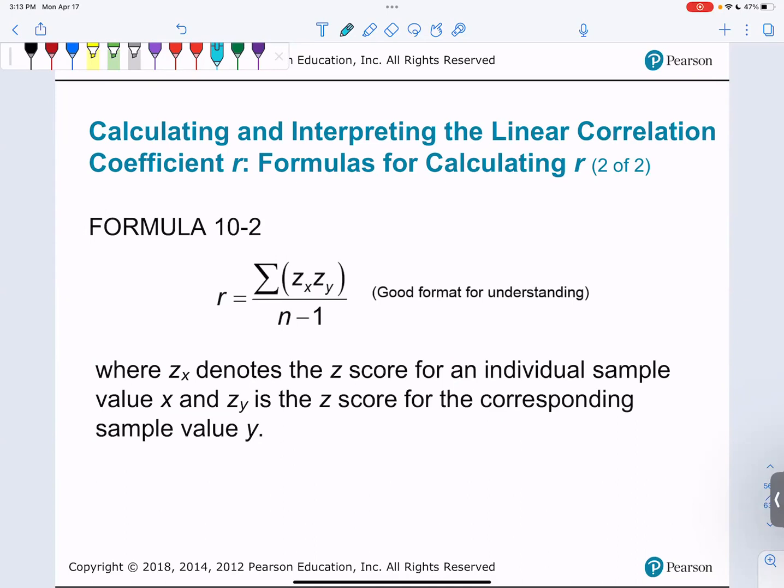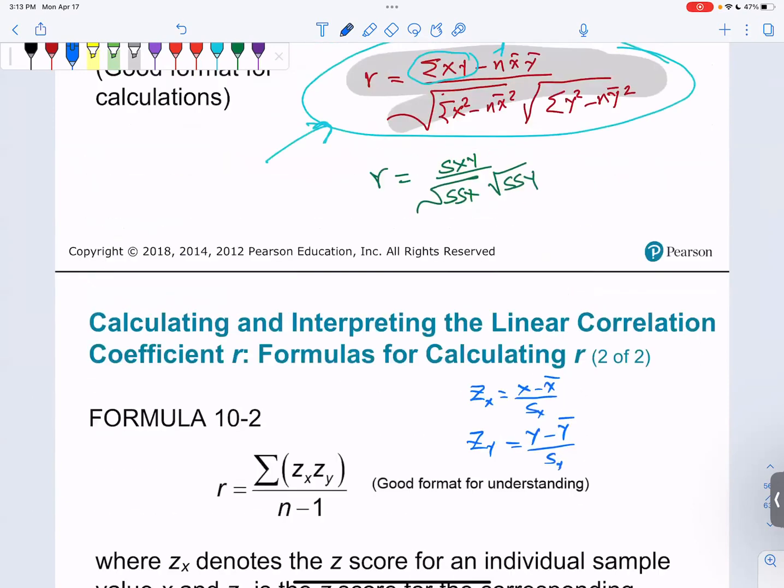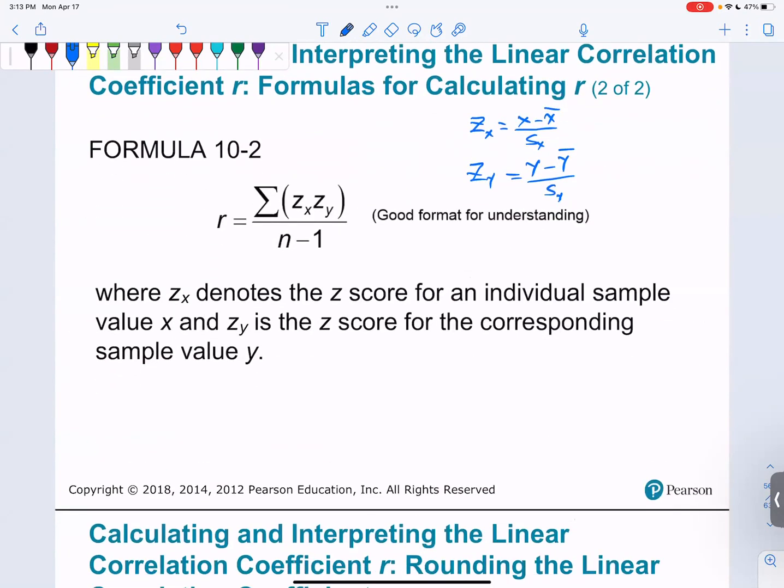Also, we can use the Z value to calculate r. Remember, Z equals what? Zx equals X minus X bar divided by S, and Zy equals Y minus Y bar divided by S for Y. So this is Sy, and this is Sx maybe. Okay? And so this is exactly the same idea. It's exactly the same formula, they just simplified it.